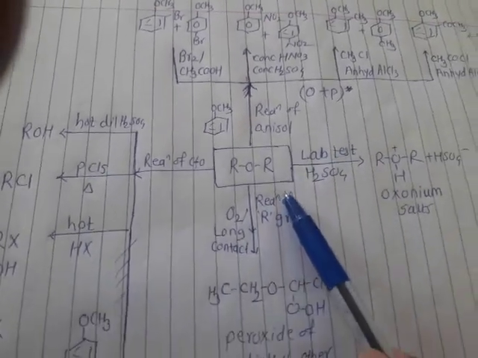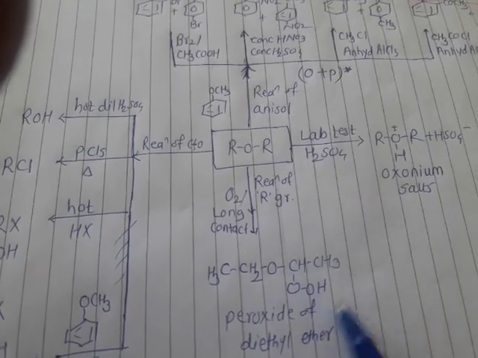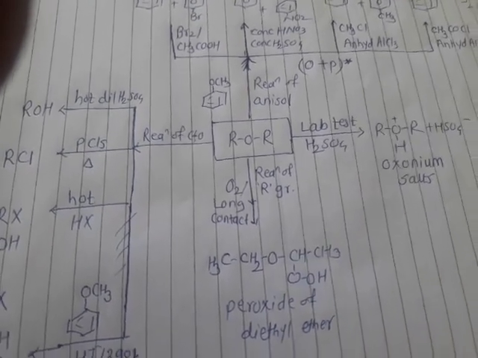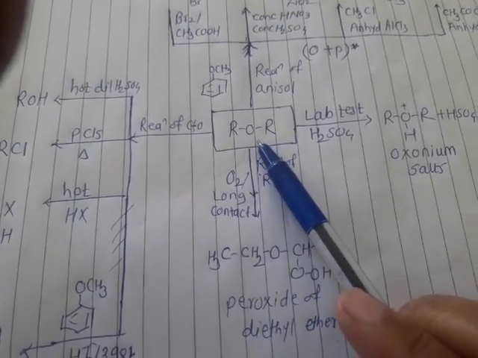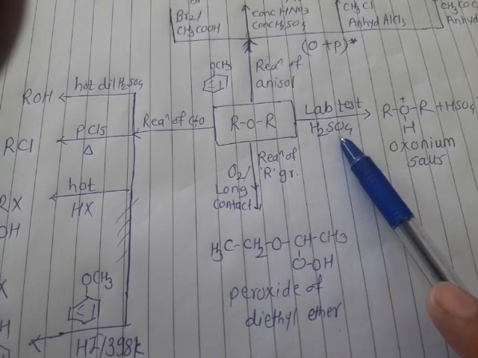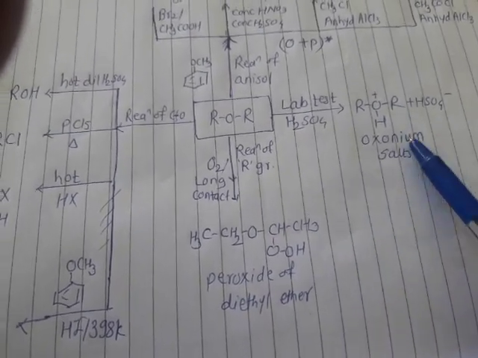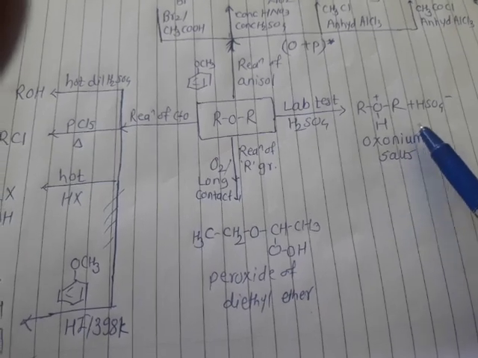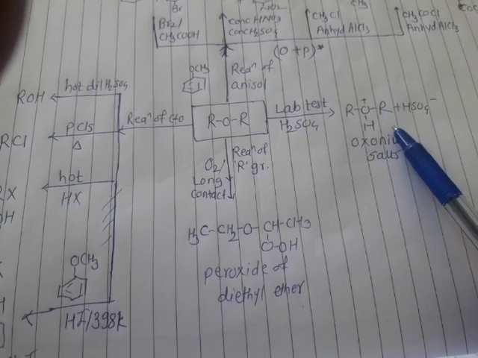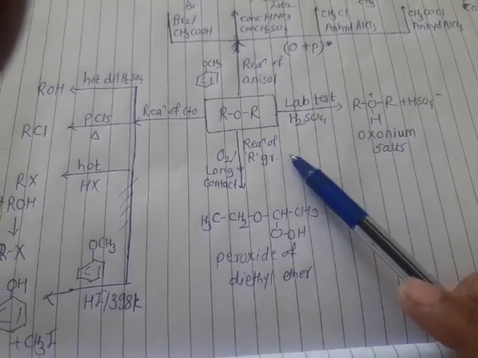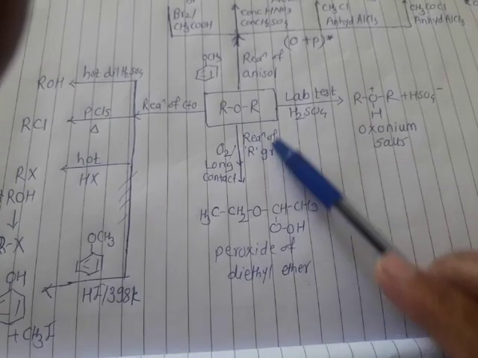So here for ether, first one is laboratory test. As ether is neutral, but it has lone pair of electrons on oxygen, so it acts as Lewis base. So when it comes in contact with H2SO4, it gives oxonium salt. So this test can be used to distinguish ether from hydrocarbons. Second one is reaction of R group. ROR means reaction involving the change in R group.